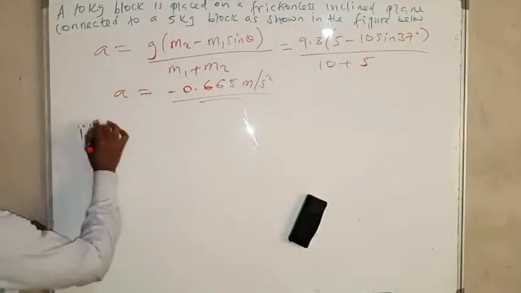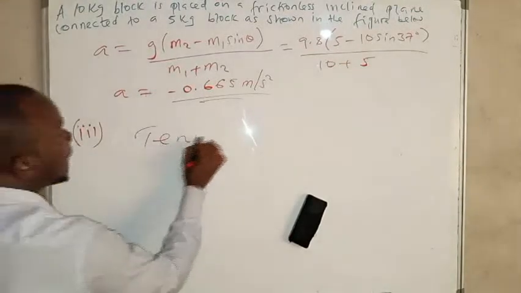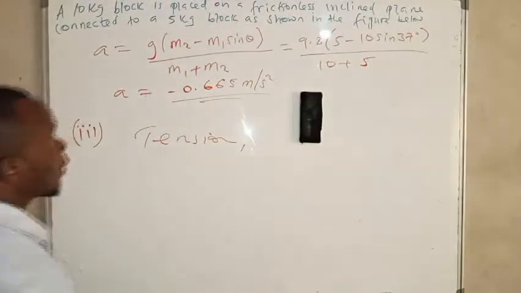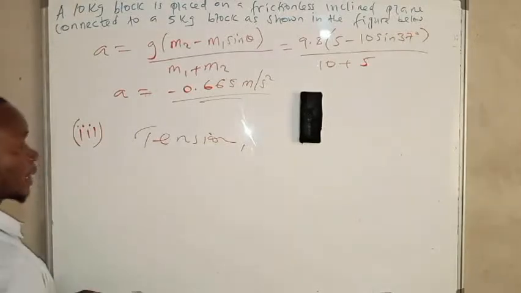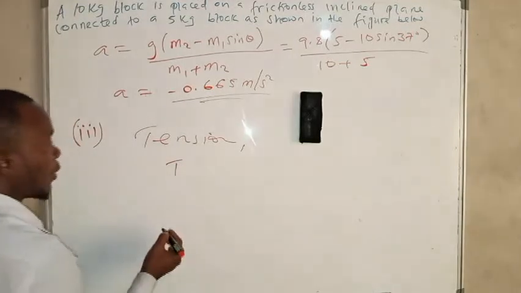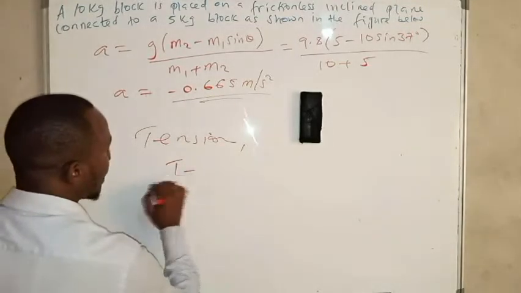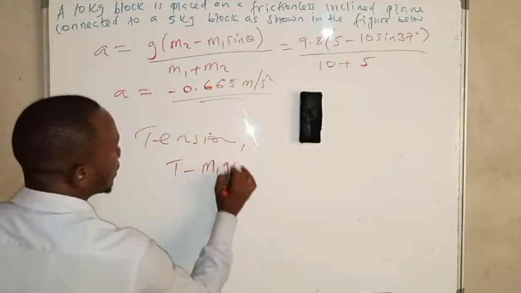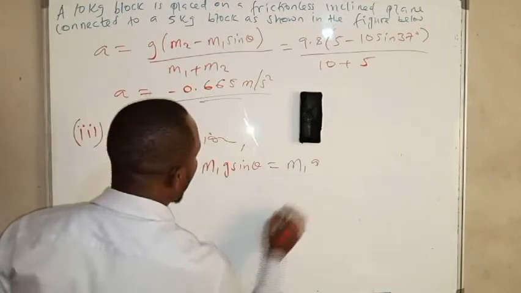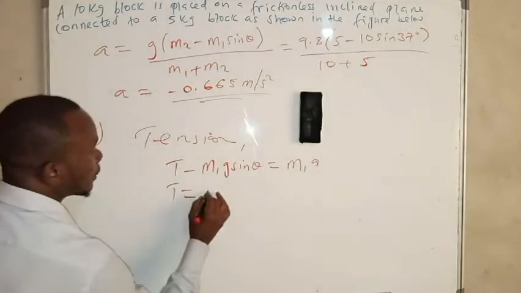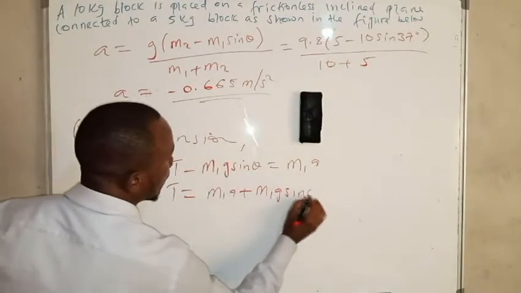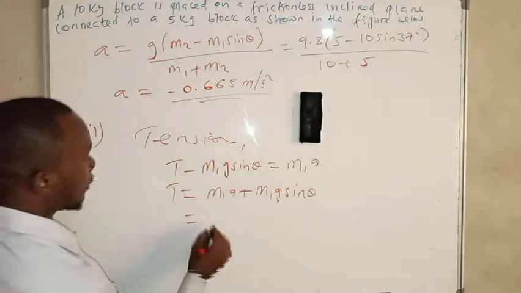And finally, the tension. For the tension, we just need to make use of one of the equations that we derived, and then the rest will be history. Let's say, for example, equation 1, which was T minus m1g sine theta equal to m1a. From here, T is equal to m1a, and when this crosses the equal sign, plus m1g sine theta.